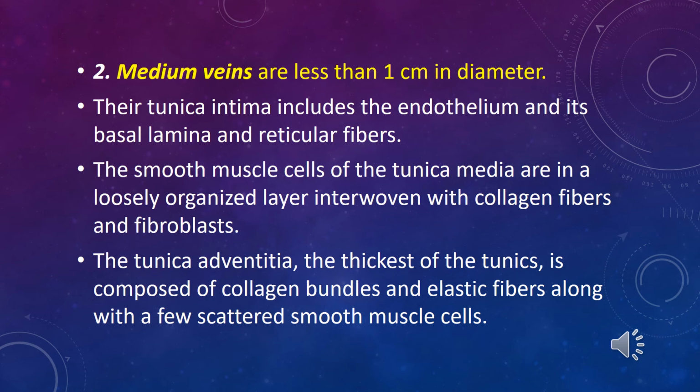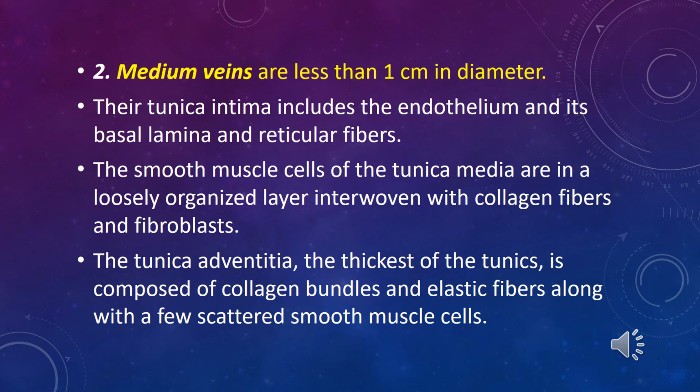The next type is medium veins, with a diameter near 1 centimeter. Tunica intima includes endothelium, reticular fibers, and basal lamina. Endothelium always rests on the basal lamina. Next, smooth muscle cells may be present, and in this case medium veins subdivide into two types: muscular medium veins and non-muscular medium veins.